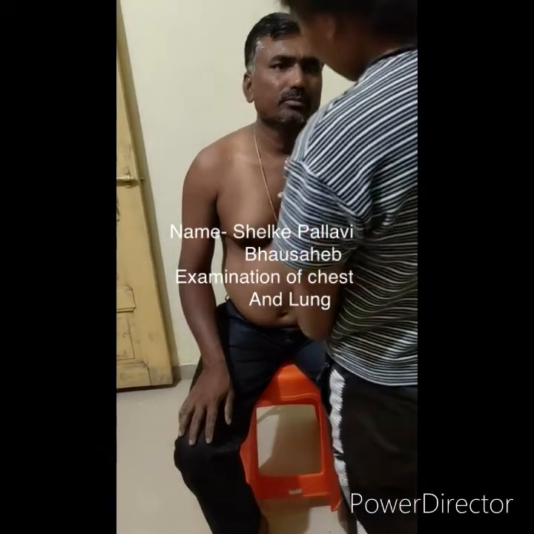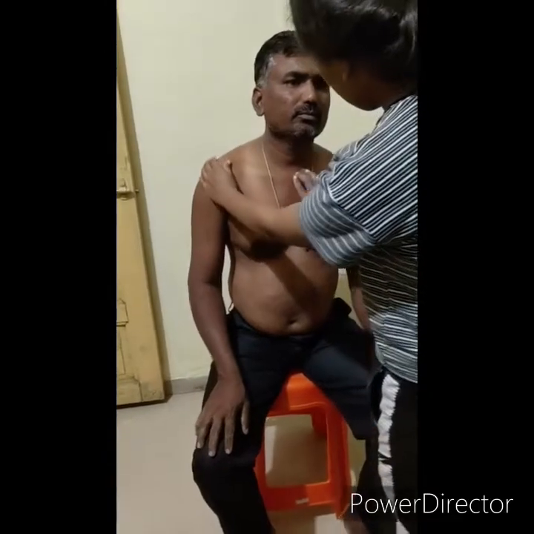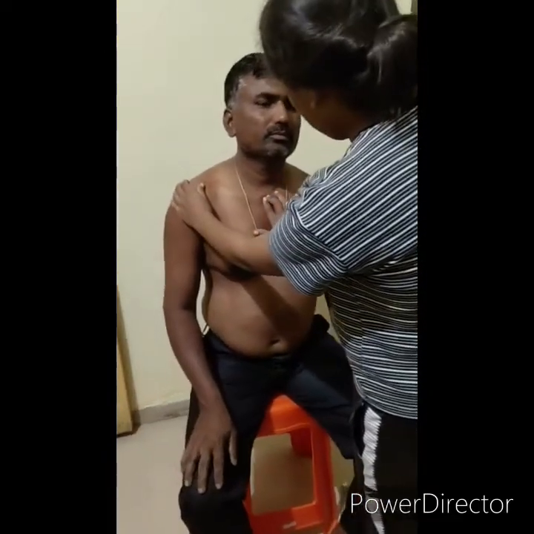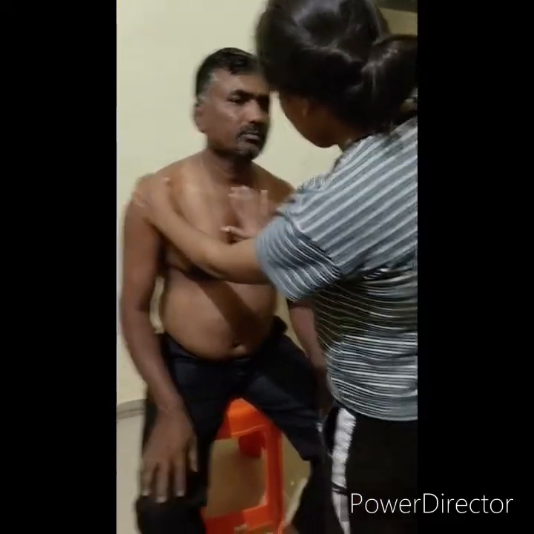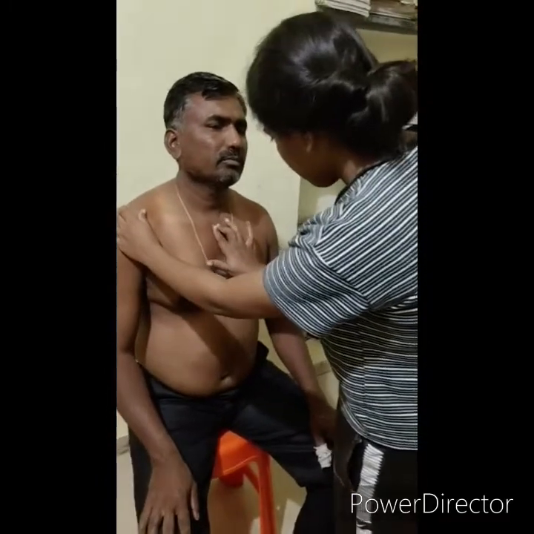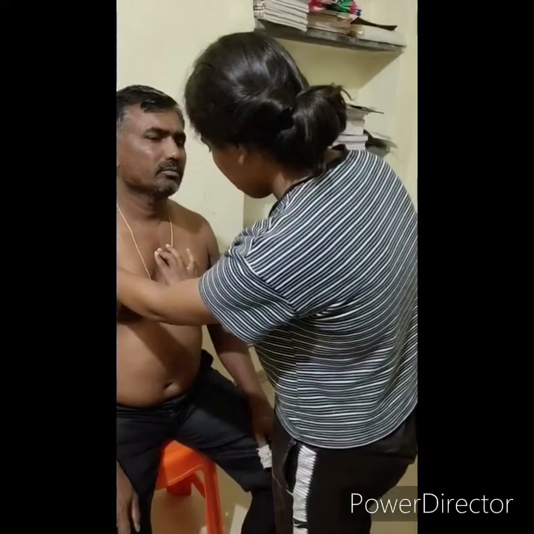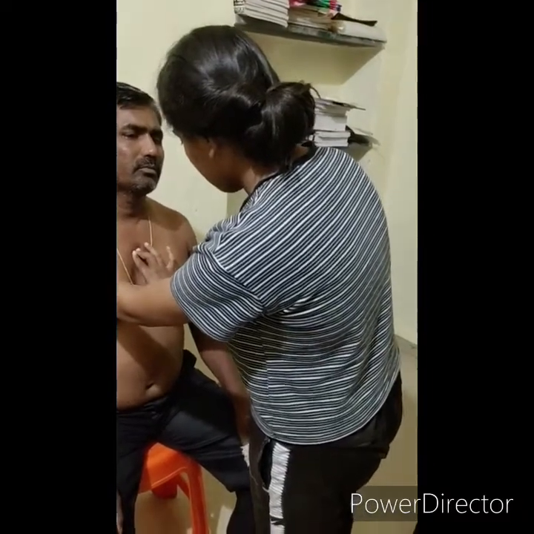To find the sternal angle, place your finger in the hollow curve of the suprasternal notch and slide your finger down about 5 cm until you feel the bony ridge that joins the manubrium and the sternum. That is the sternal angle.